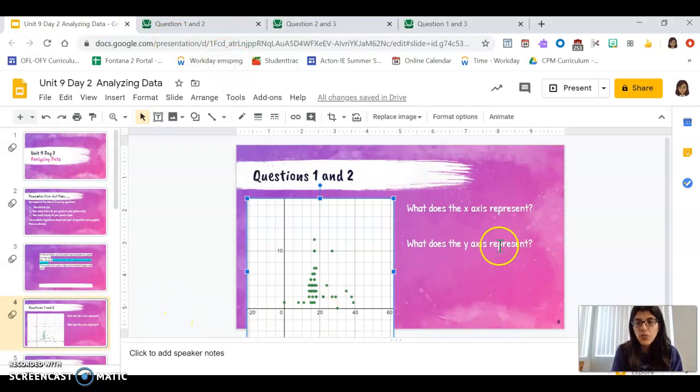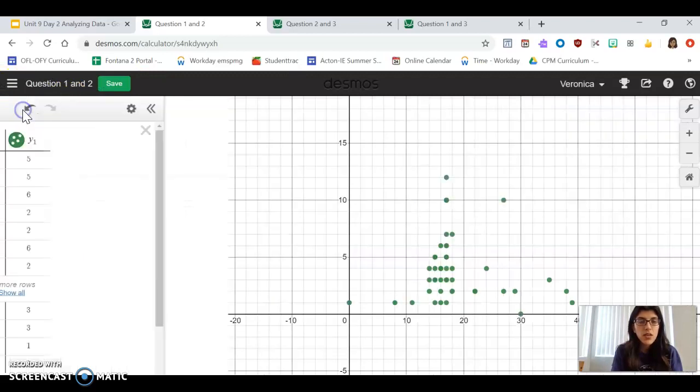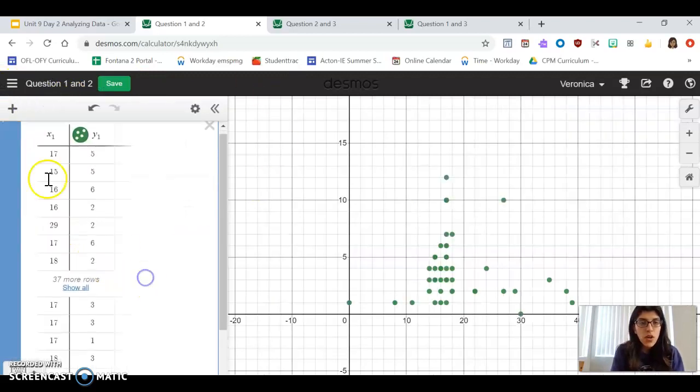And then that would be your graph 1 and 2. Now the next part is what does the x-axis represent, what does the y-axis represent? So for that I'm going to go back to Desmos, get out of here, and bring this back. So see this first column? That first column is my x numbers. The second column is my Y numbers. Now, if we think about what these numbers represented, these were the responses to question 1 and question 2.